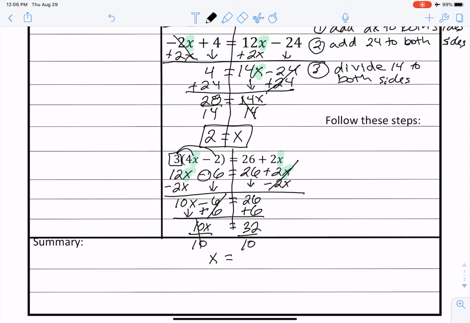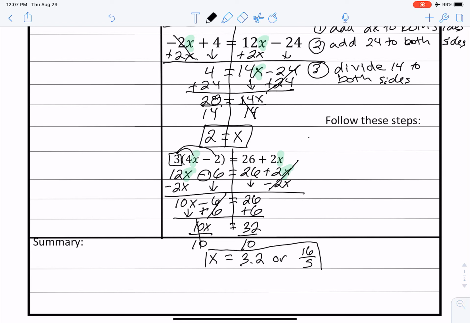And 32 divided by 10 is 3.2, or I can reduce that fraction to 16 over 5. We'll accept either one. Okay? So this last one is one of the most challenging ones because there's a lot of steps that you need to make sure you follow, but it's still just take it part by part and you guys got this.